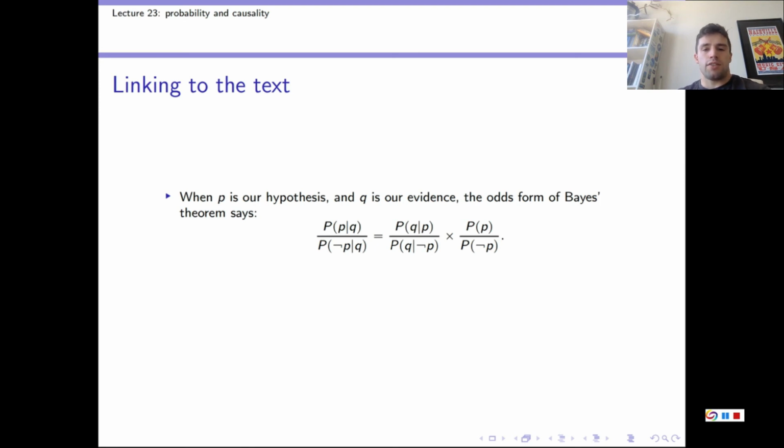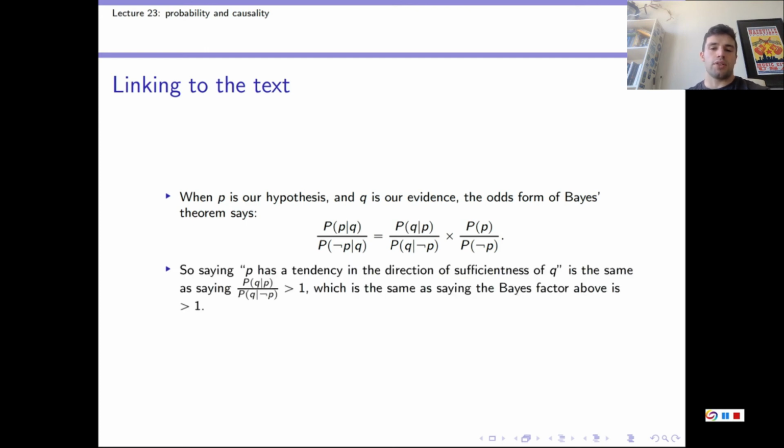So if we compare the Bayes factor here to the definition of tending in the direction of sufficientness, which is what's in the book, we see that the inequality in the definition is satisfied just in case the Bayes factor, when P is our hypothesis and Q is our evidence, is greater than 1. That's why the book suggests this definition. It is satisfied just in case your evidence carries some sort of weight, even if, by what we said before, it's only very weak.